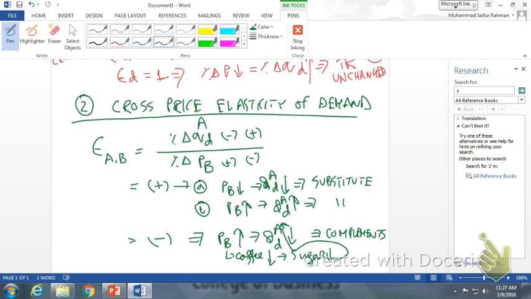Does it make sense? So in summary, your cross price elasticity of demand can be positive or negative. If your cross price elasticity of demand is a positive number, the goods in question are substitutes. If the cross price elasticity of demand is negative, these goods are complements.